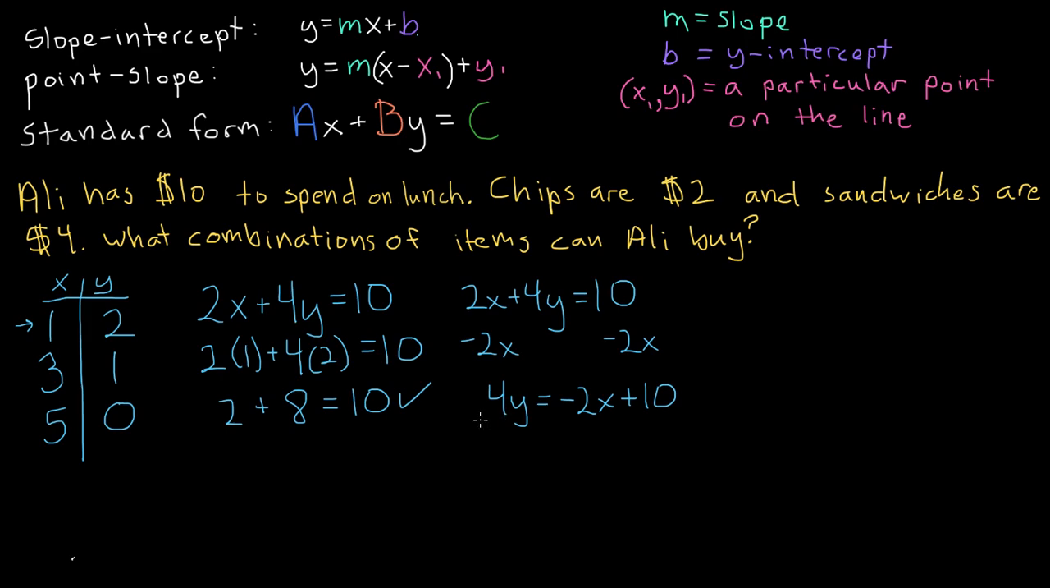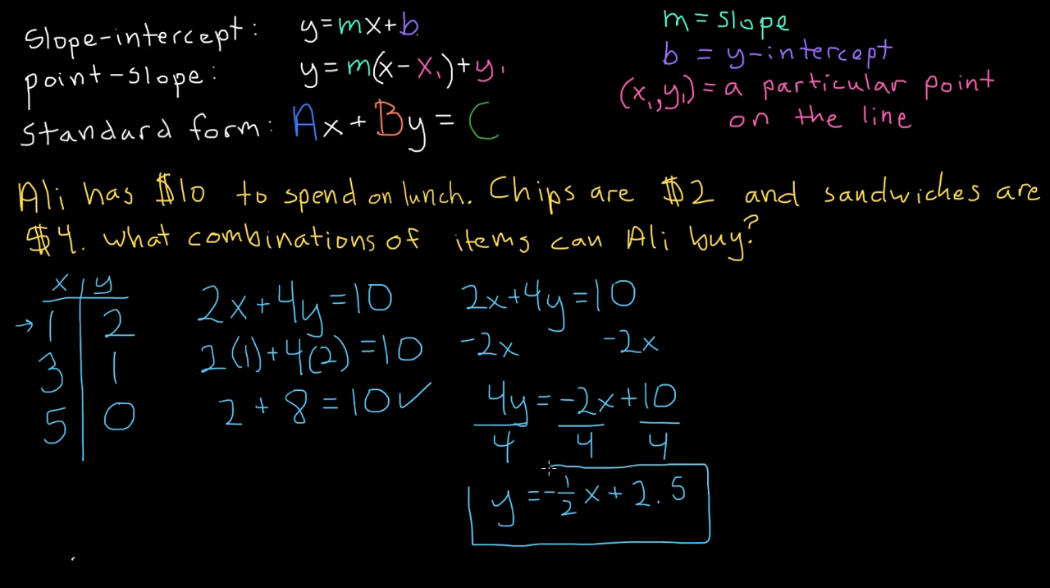And then in order to remove the 4 on this side, I'm going to divide each of the terms by 4, and that's going to give me y is equal to negative 1 half x plus 10 over 4, which simplifies to 2.5. And we can graph this line now that it's in slope-intercept form. I'll put a little square around it. We can graph that line in slope-intercept form, and I'll put a graph right here.